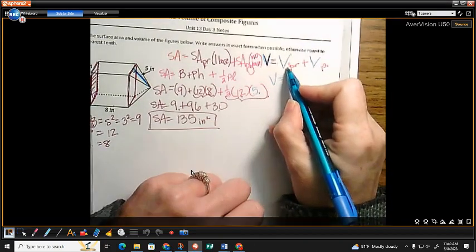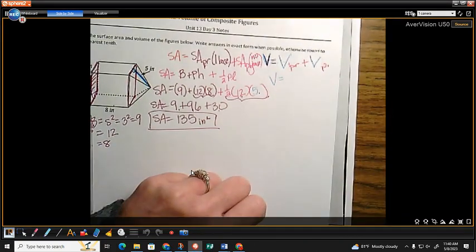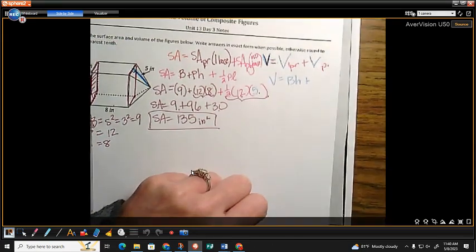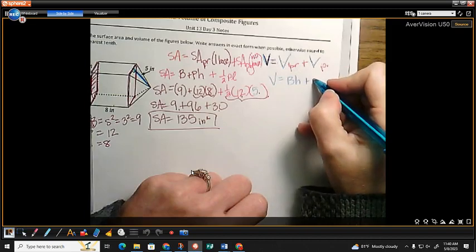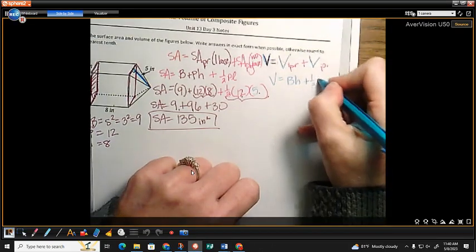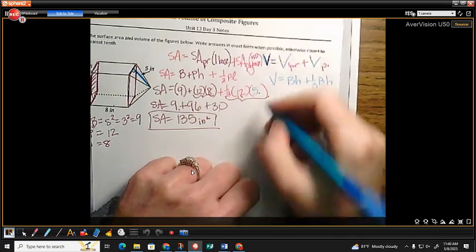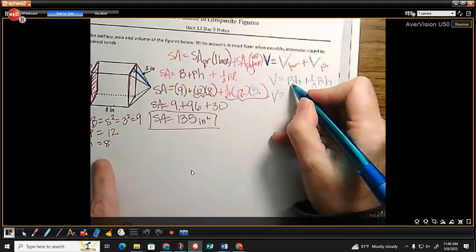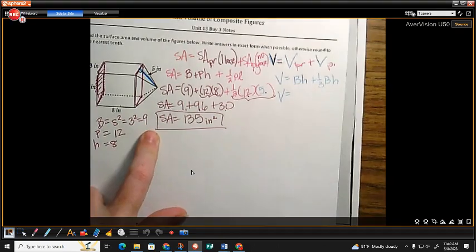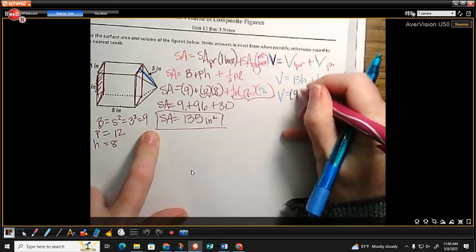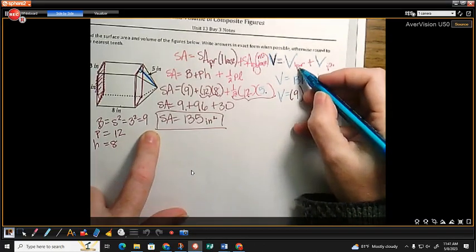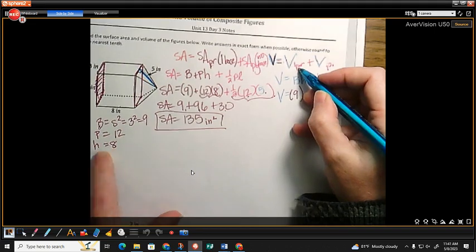So, how do I get volume of a prism? It's area of base times height. What about the volume of a pyramid? 1/3 area of base times height. Do I know my big B? Yes, we already found that. Do I know the height of my prism? Yes, that's 8.